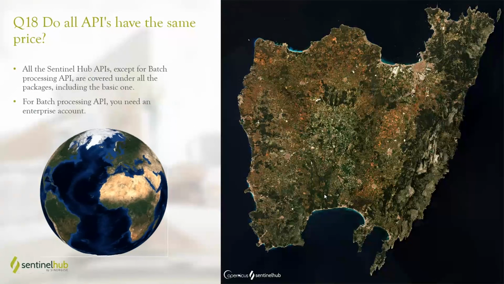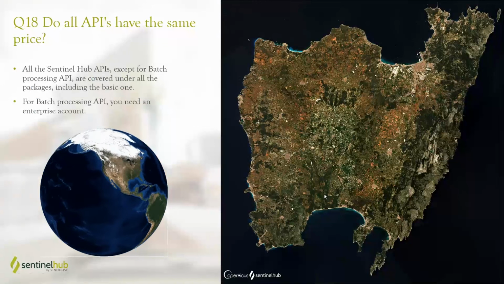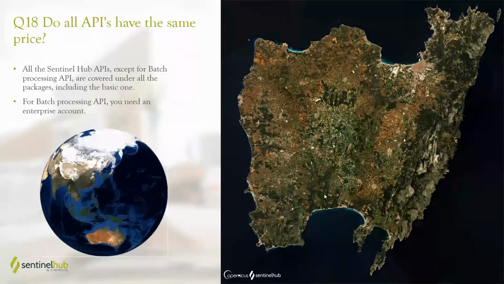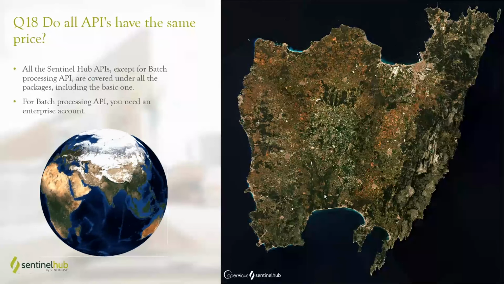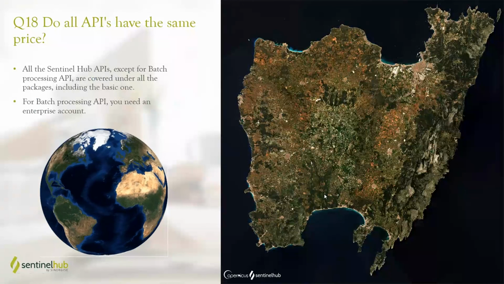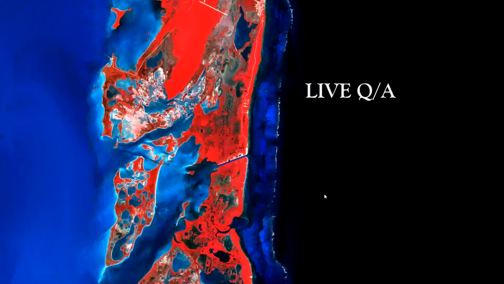If you don't know what batch processing is, this is an API that lets you download very large area images and also very long time range images. For example, as you can see here on this spinning globe, a whole world with Sentinel-2 data for a whole year processed and animated. Okay, this is it for the 18 questions. Let's jump to the live questions and answers section.